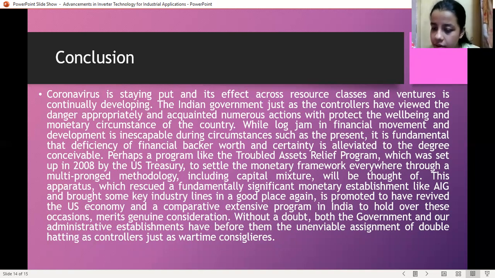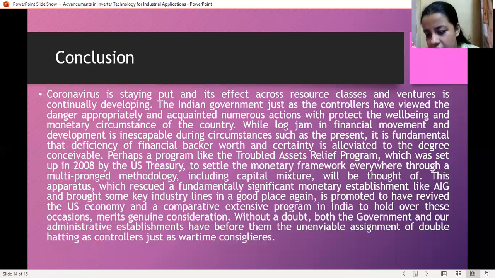The Indian government, as well as the regulators, have taken the threat seriously and introduced multiple measures to preserve the health and economic situation of the country. While a slowdown in economic activity and growth is inevitable in these times, it is necessary that loss of investor value and confidence is mitigated to the extent possible. Maybe a program similar to the Troubled Asset Relief Program, which was established in 2008 by the US Treasury to stabilize the financial system at large through a multi-pronged approach, including capital infusion, could be considered. A tool which is similarly comprehensive at a time like this in India to tide over these times deserves serious attention.